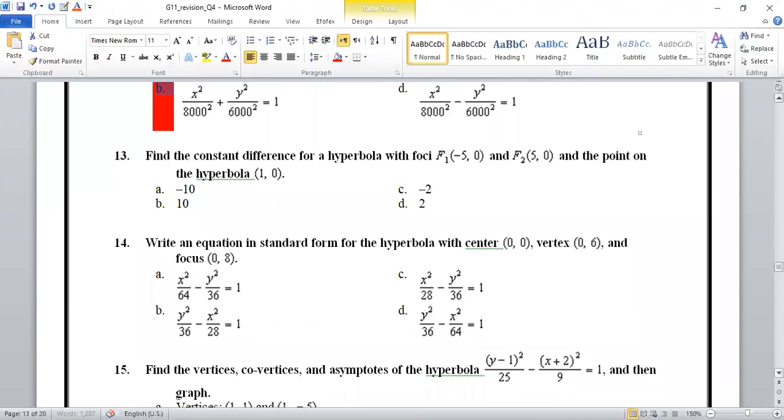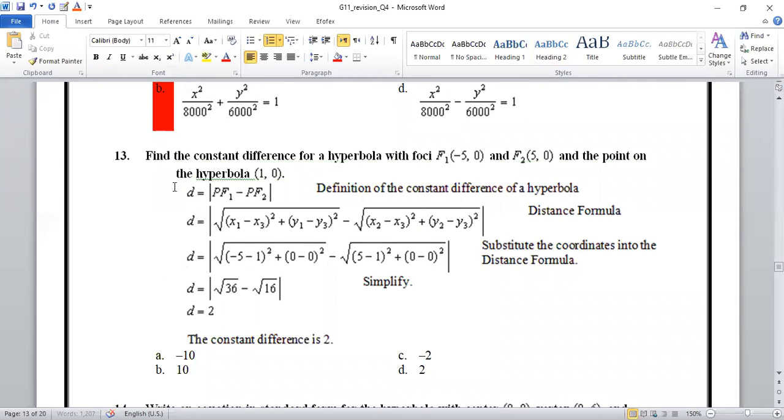Number 13: find the constant difference for the hyperbola with foci F1 (-5, 0) and F2 (5, 0), and the point on the hyperbola (1, 0). Okay, let's see.